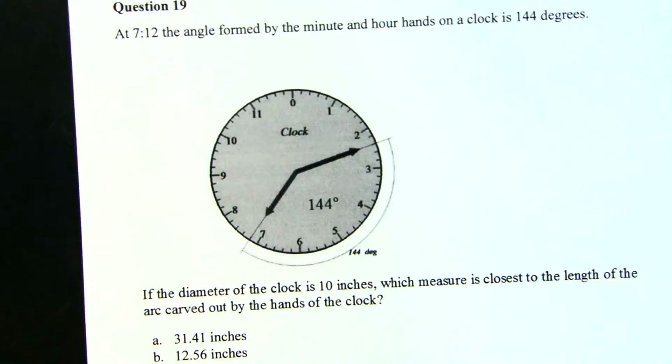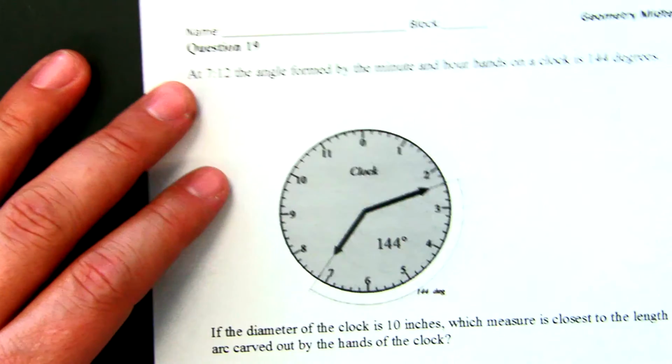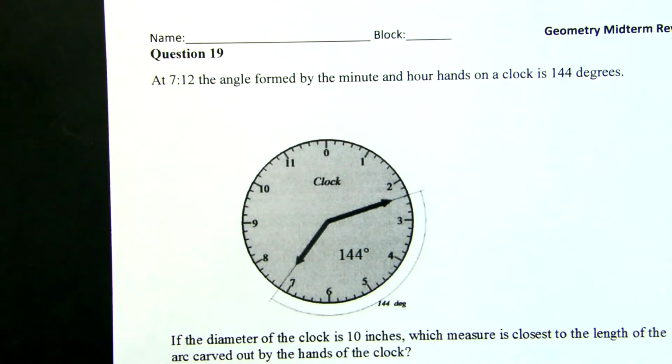All right, last one. Going to do the last two questions. There's nothing more. 19 and 20. At 7:12, the angle formed by the minute and hour hands on a clock is 180 degrees.